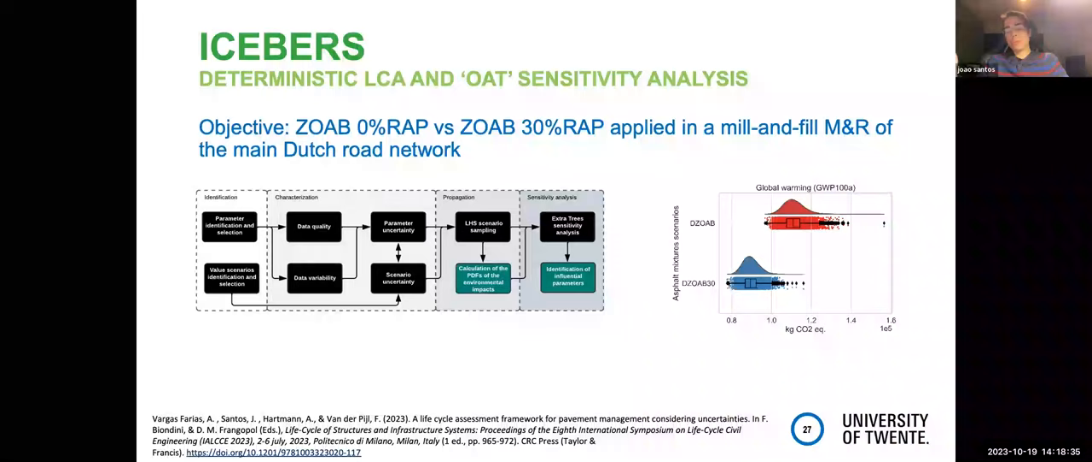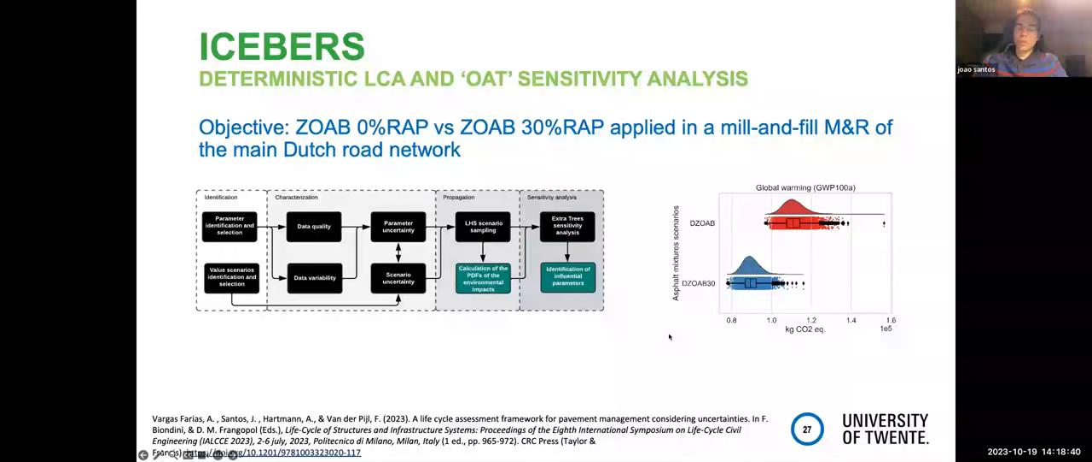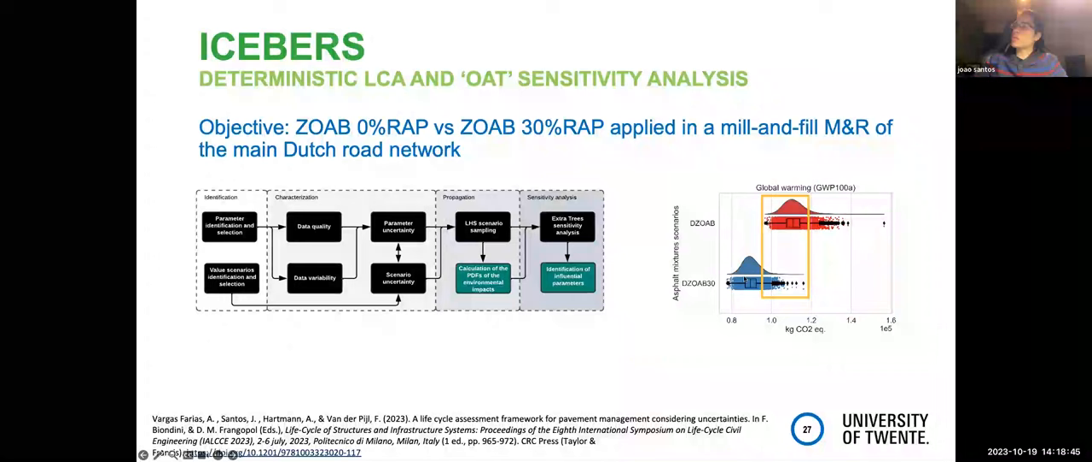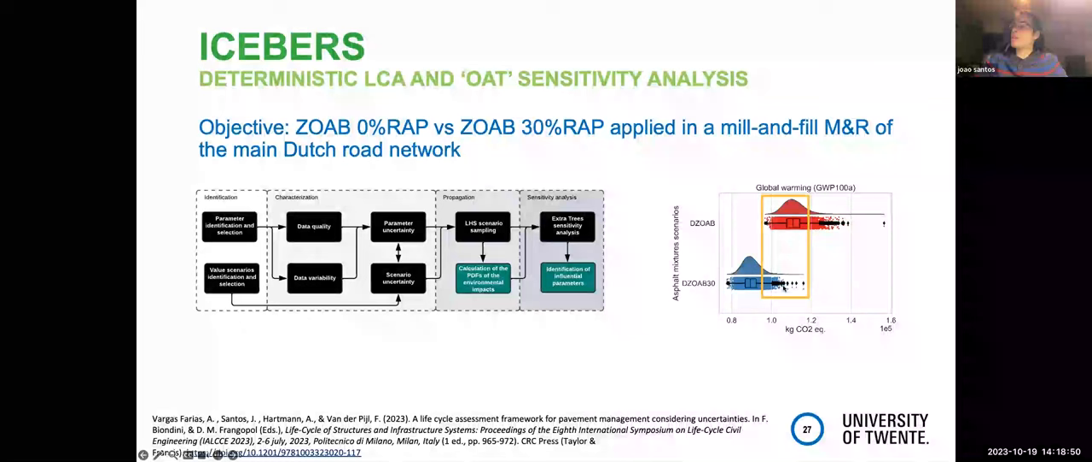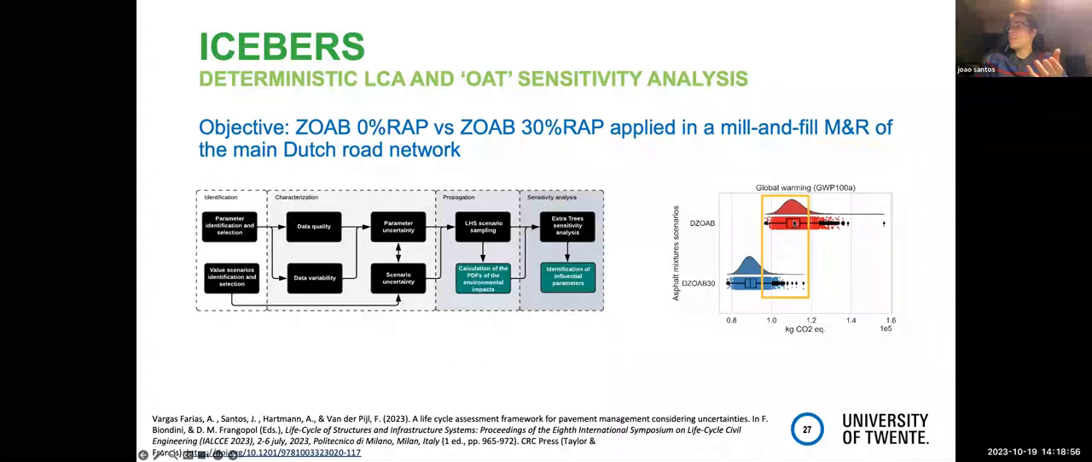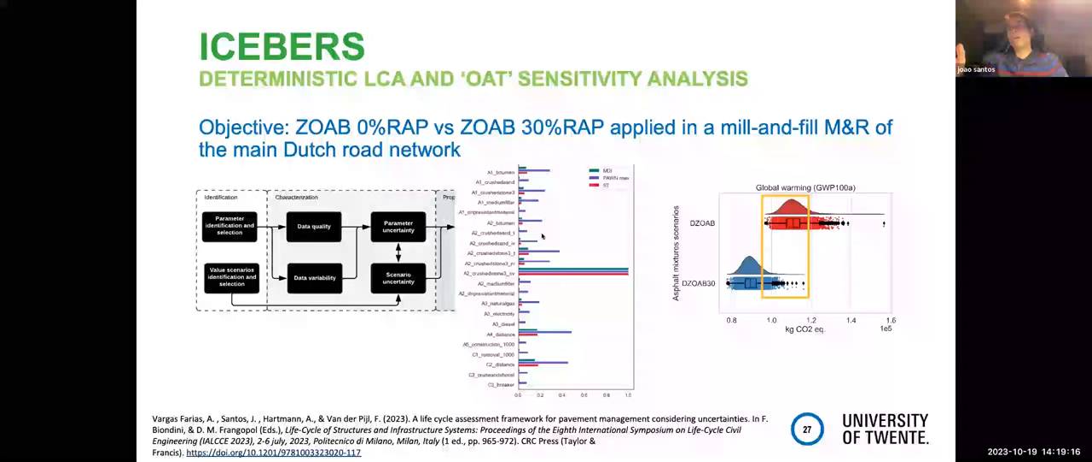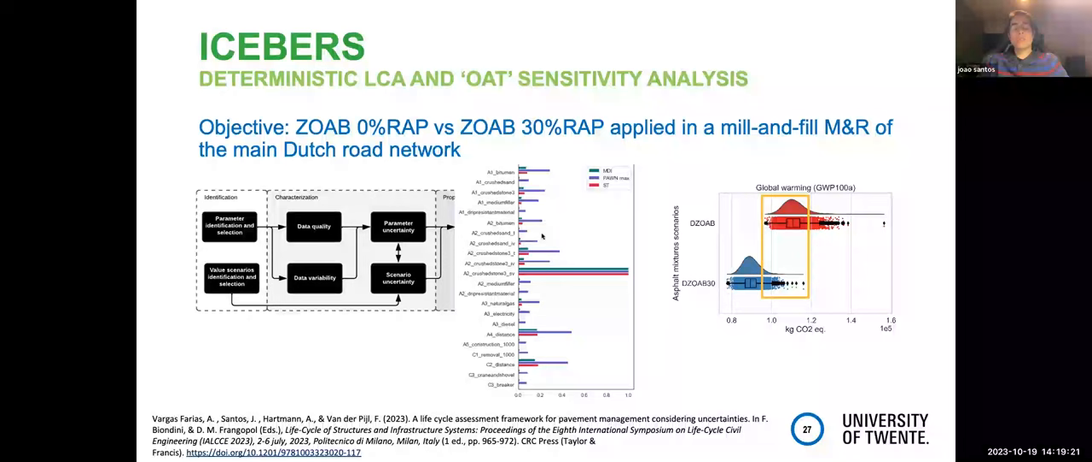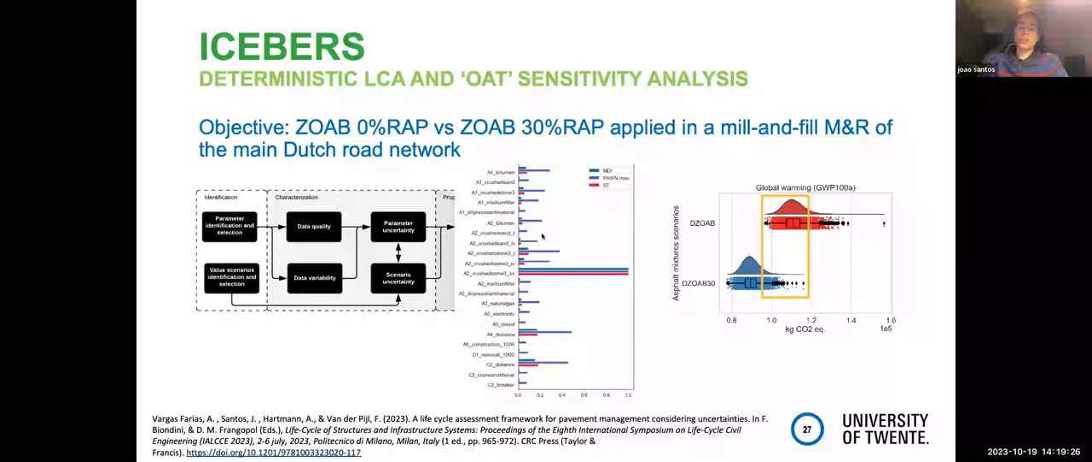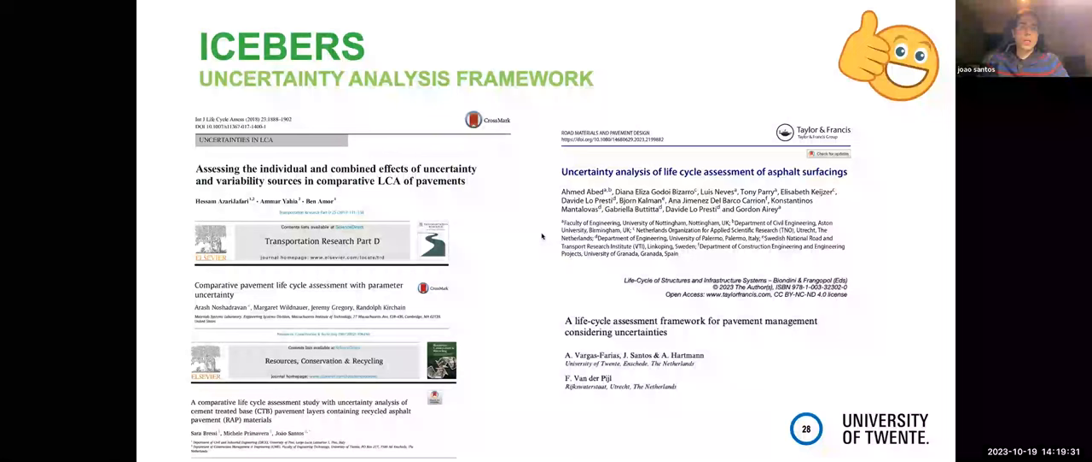And as you can see, there is some overlapping between the two outcomes. So if you fall in this category, actually this mix can be better than this one. This is completely different from a situation where you only have one single value for the environmental performance of the two mixes under comparison. And when we also couple this with a global sensitivity analysis, you can know exactly what is the contribution of the several parameters to the total uncertainty. In my opinion, this gives us more realistic outcomes. There are a few examples in the literature where we can find this type of analysis.